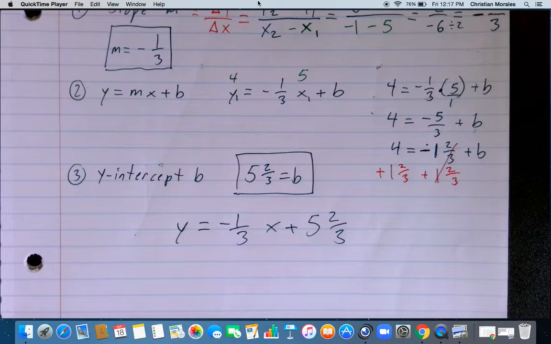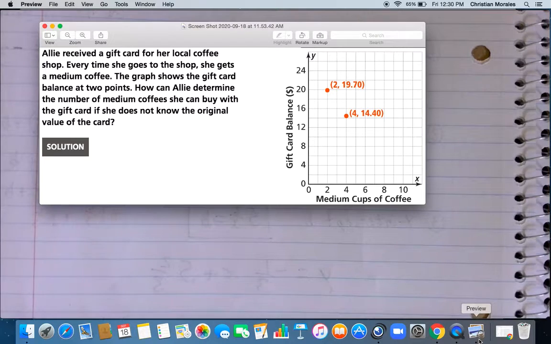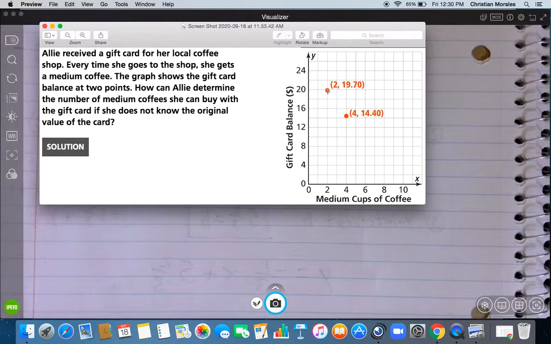There's a formula. All right, last question. So for the last question, guys, what I want you to do is, you see this graph with 2 and 1970 and 4 and 1440. I want you to write an equation in slope-intercept form for this graph using these 2 points. Okay, so you're going to have to find the slope, and you're going to have to find the y-intercept, the starting point, somewhere up here.